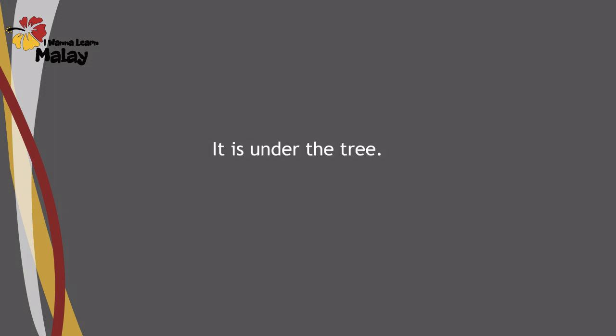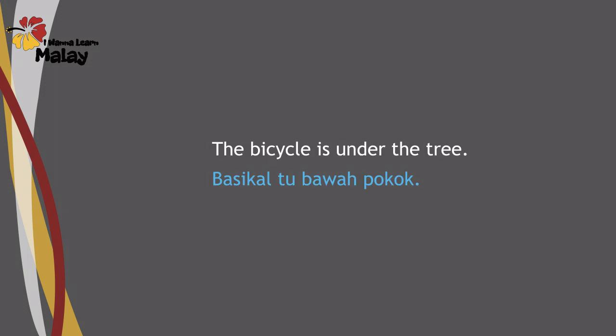It is under the tree. Ia bawah pokok. Again, if you know the context of the conversation, what we are referring ia to or it is to, we can just say bawah pokok, which is under the tree. If you don't know what the context is, you can be specific. For example, the bicycle is under the tree. Basikal tu bawah pokok.